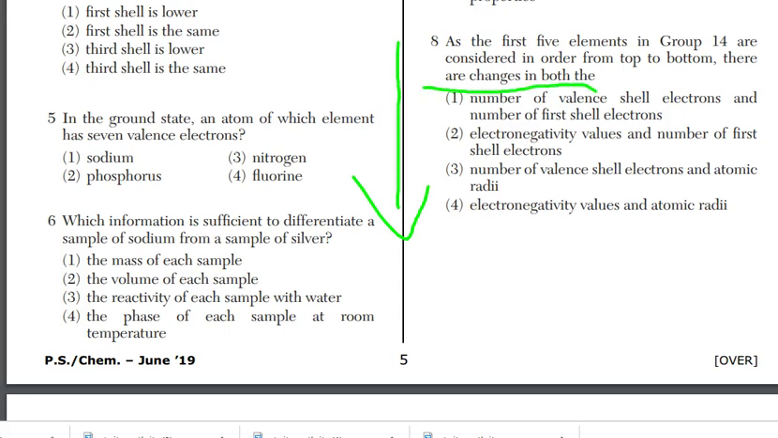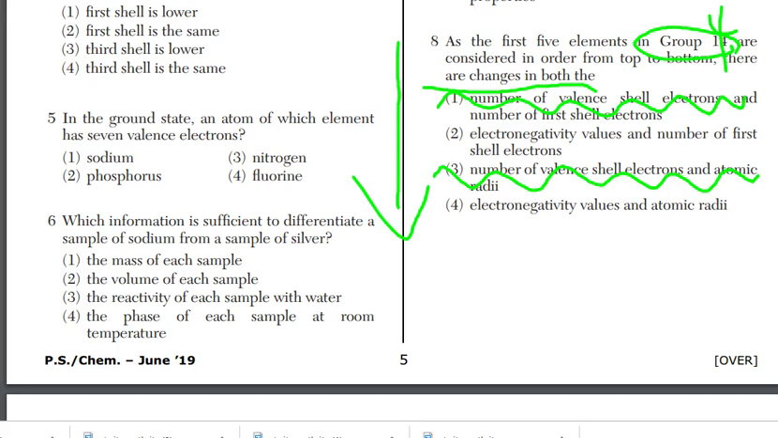Well, valence electrons, the outermost electrons, aren't going to change. Group 14, you're going to have 4 valence electrons. You always drop the 1 with groups 13 through 18, so 4 valence electrons. So choice 1, it can't be. There's no changes there. And the number of valence shell electrons in choice 3, it can't be. Then we're looking at choice 2, electronegativity values. That could be changing. Electronegativity values are on reference table S.